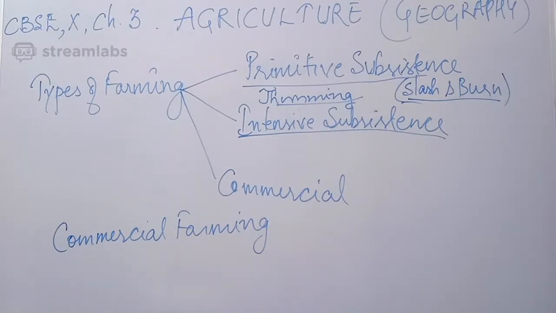In the absence of alternative sources of livelihood, why are they totally dependent, why are they using this type of subsistence farming? Because they are not having any alternative, there is no other scope of livelihood. Thus there is enormous pressure on the agricultural land.